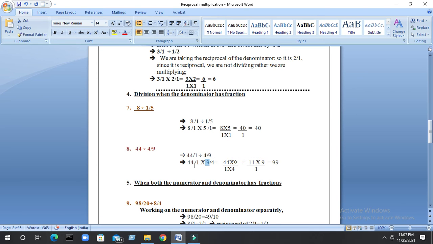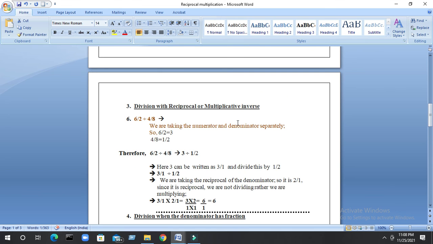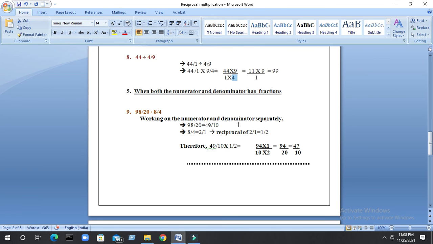So, 44 into 9 divided by 1 into 4, which turns out to be 11 into 9, which is 99 by 1. Why did we go for this? Look, 44 divided by 4, which is 11. Next, having said this, I will take you for both the numerator and the denominator having fractions. Probably this is quite similar to the third one what we discussed on reciprocal or multiplicative inverse.